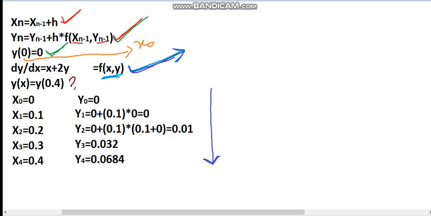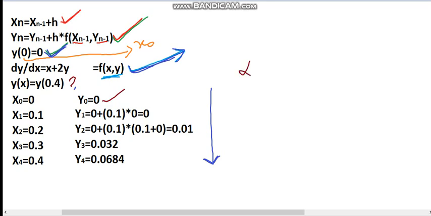First we have to consider different x values and correspondingly calculate the y values. So we have x0 equal to 0 and y0 equal to 0, that is the initial condition that we already got from here. Then we have to move to x1.